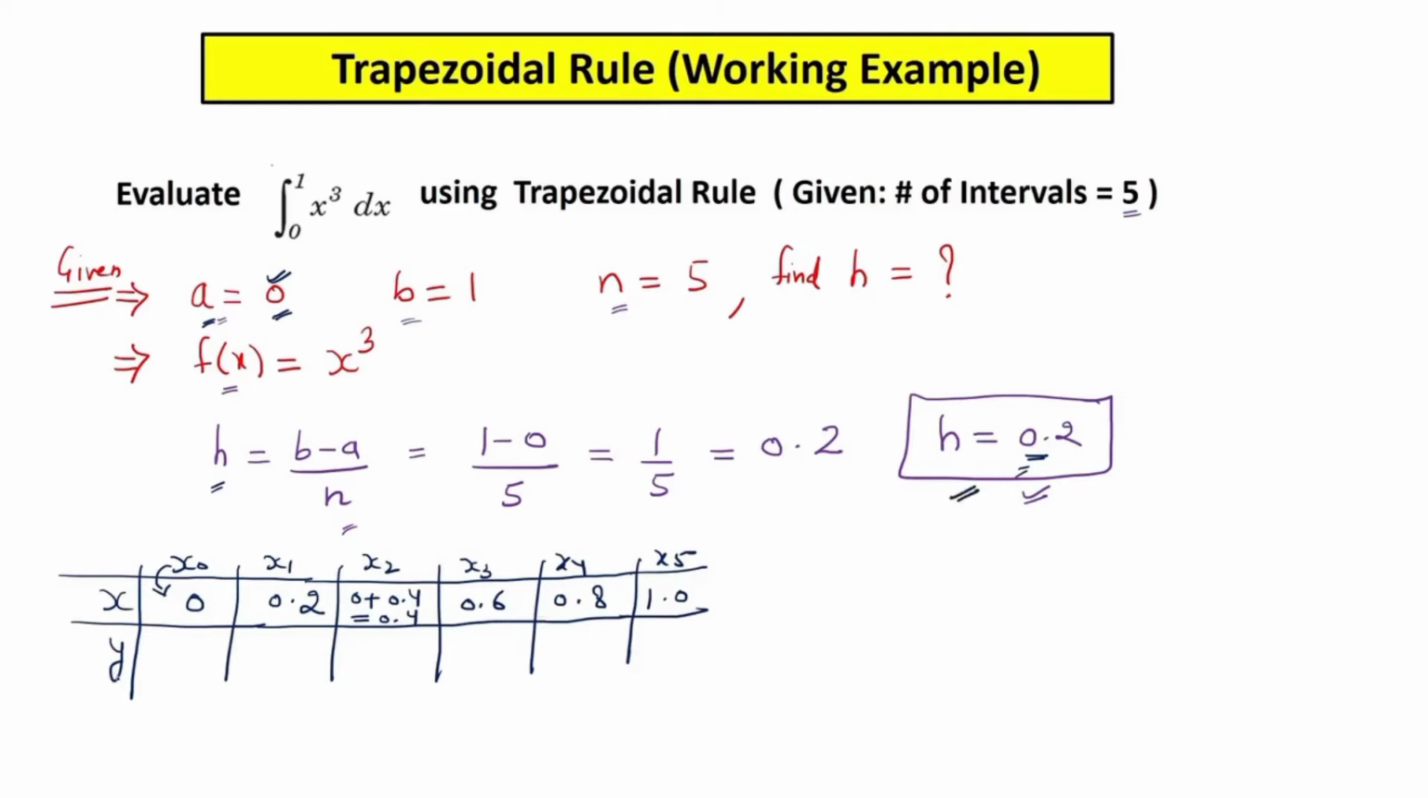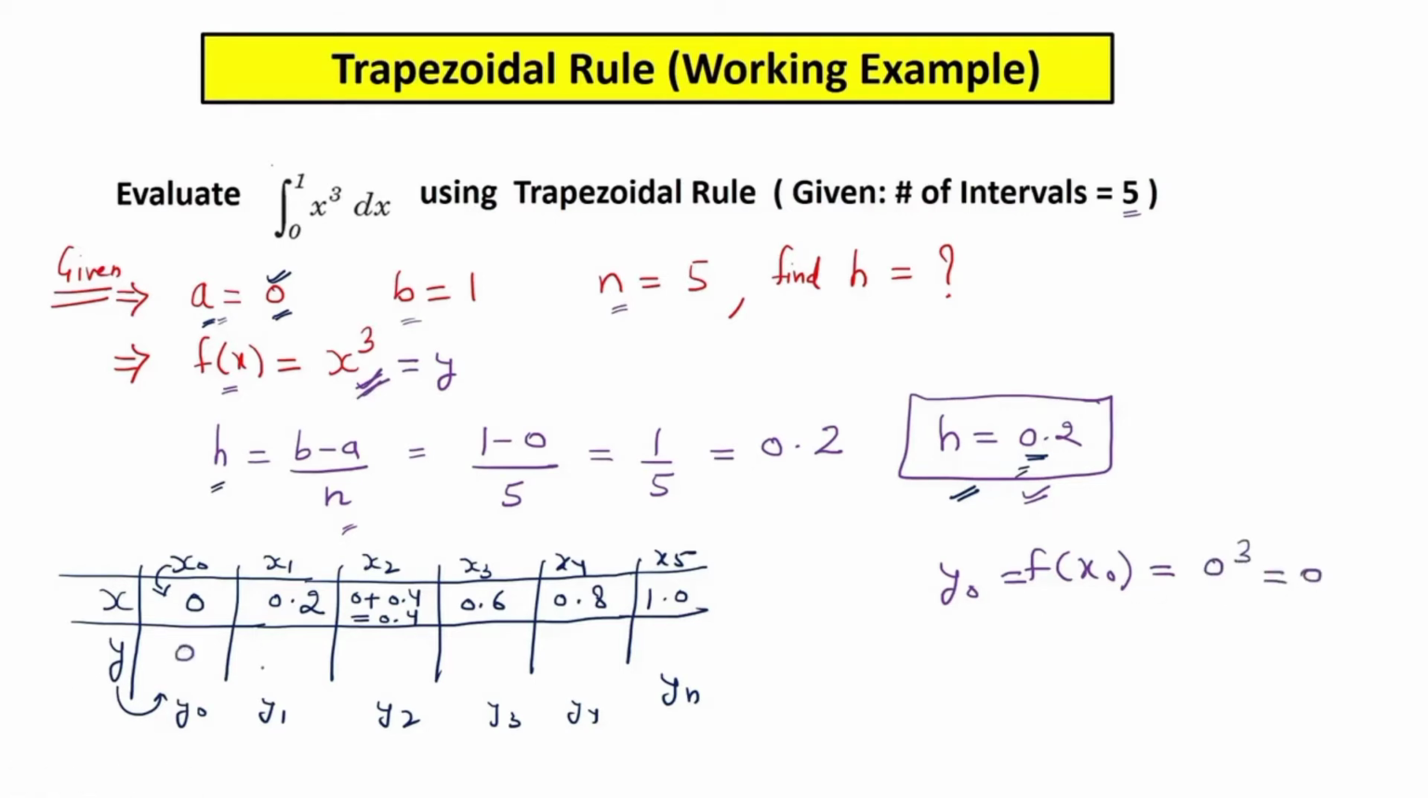Now we have to find the various values of y, that is y0 to yn. How can we find these values? We have to use the function f(x), which is given to us. So f(x) is actually y. If we have to find y0, that means we have to find the function value at the x0 point. So we have to put x0 in this x cube. And what is x0? It is 0. So 0 cube will be 0. So this is your 0.